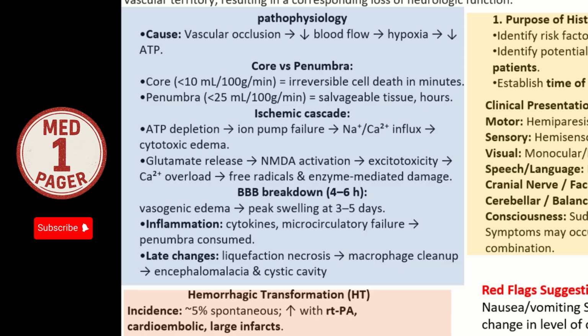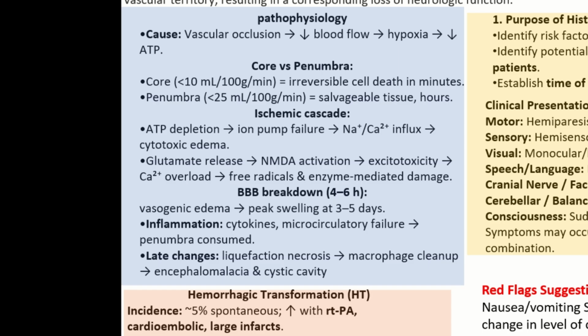Then around 4 to 6 hours later, we're going to have a breakdown of the blood-brain barrier, and we have vasogenic edema occurring. And this one's going to peak within 3 to 5 days. And after this period, or within this period, we're going to have inflammation where cytokines are produced. We have microcirculatory failure, and the penumbra will also be consumed. Then later on, we shall have liquefactive necrosis of this tissue that has been destroyed, and the macrophages will clean that up. We shall have encephalomalacia as well as cystic cavities.